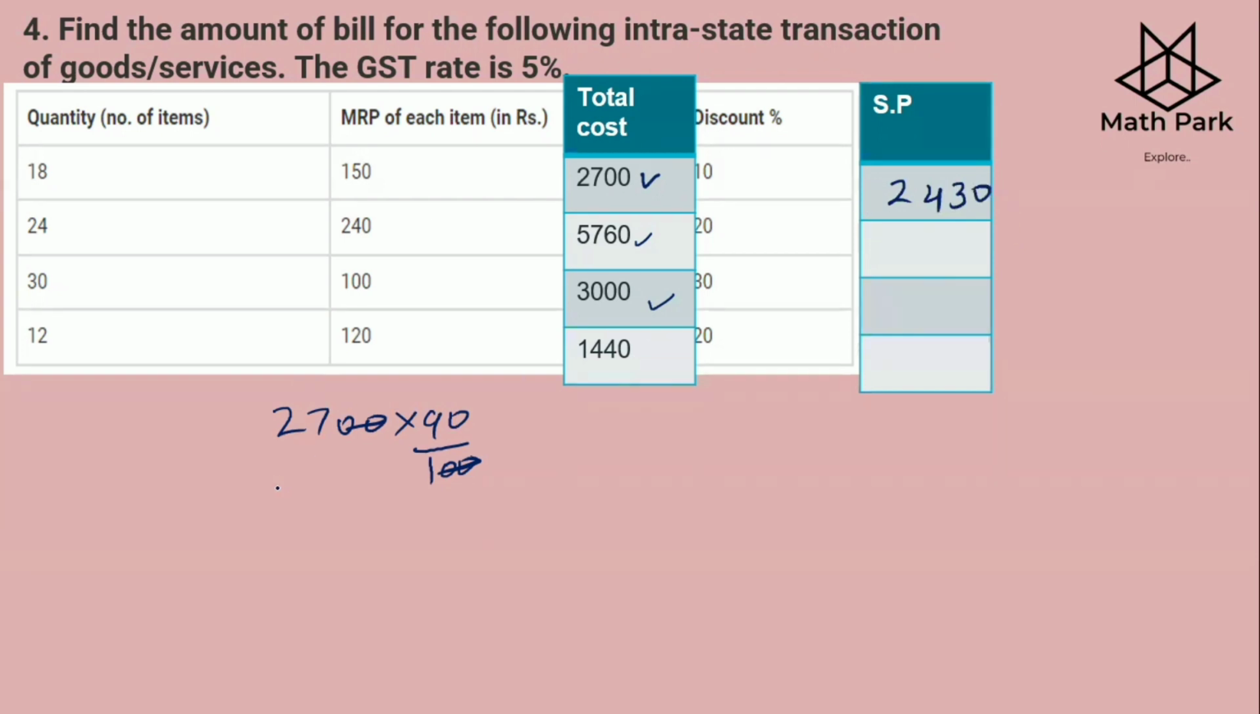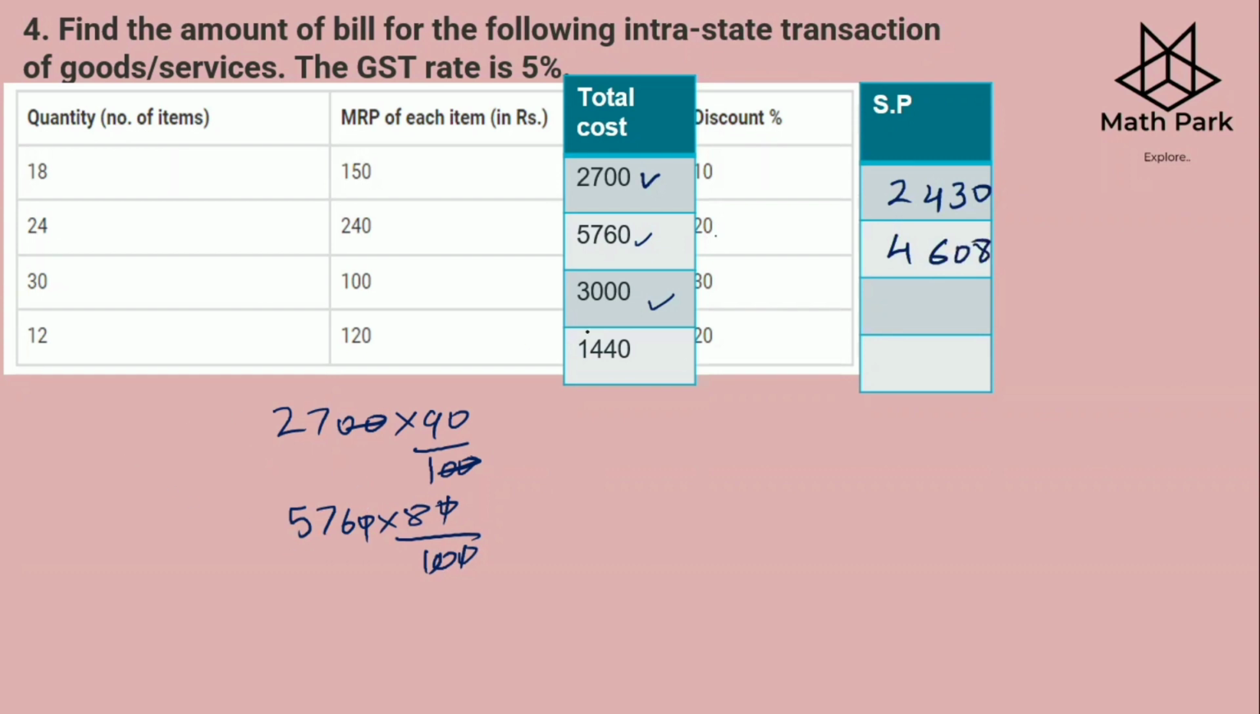Now the next one, the total cost is 5,760. 20% is the discount, so 100 minus 20 is 80. We'll do 5,760 into 80 by 100. Let us simplify. 576 multiplied by 8, you get 4,608 as the selling price.